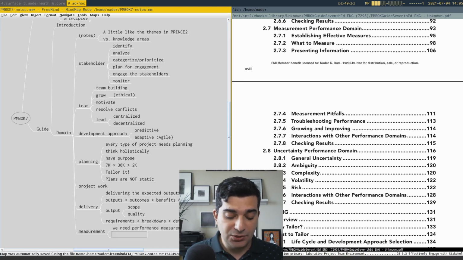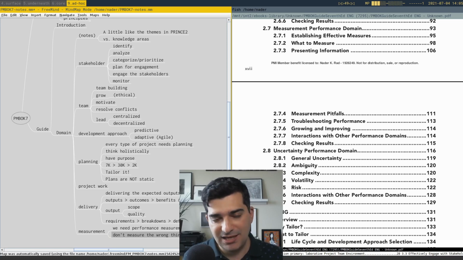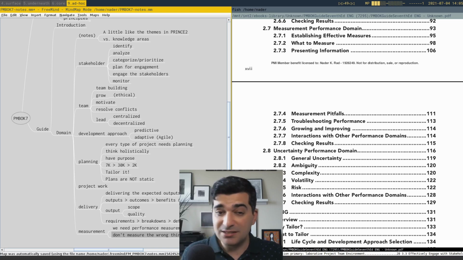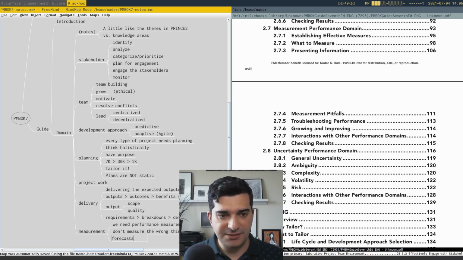Make sure that you don't measure the wrong things. Some people only compare the actual progress to the planned progress, or for IT projects, they check the lines of code that were created and things like this. These are not helpful. You may need to do it anyway, but that's not what you report to stakeholders. The most important thing that you need to have in a lot of projects is forecasts.